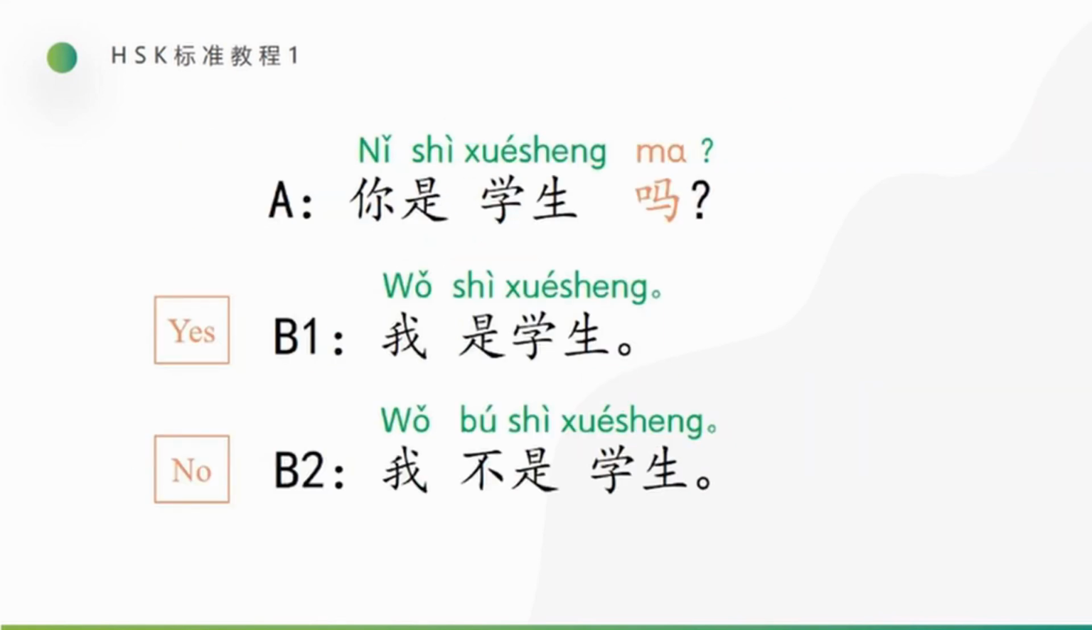Let's look at. We have two answers. We can say yes or no. No, we should use 不 put it before the verb 是, 我不是学生.